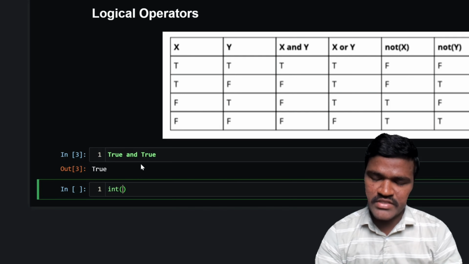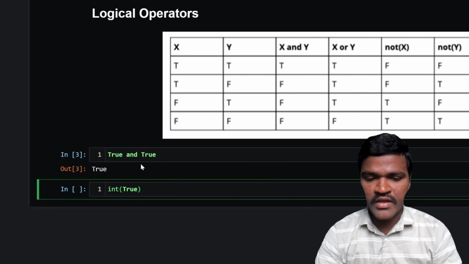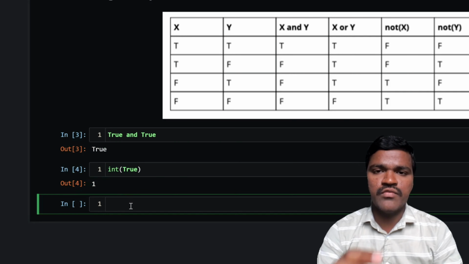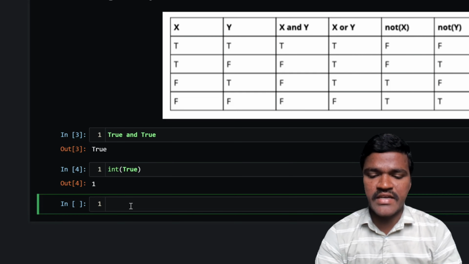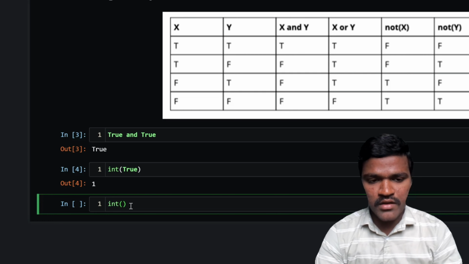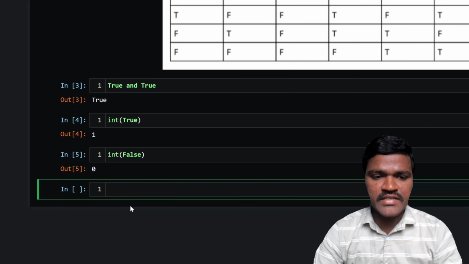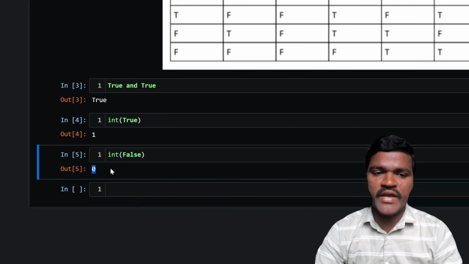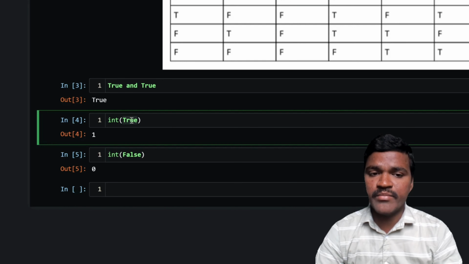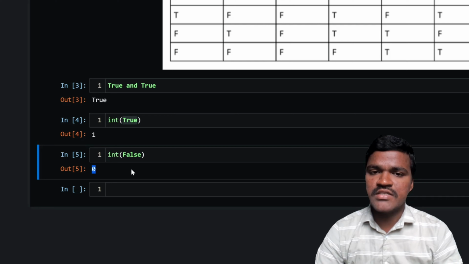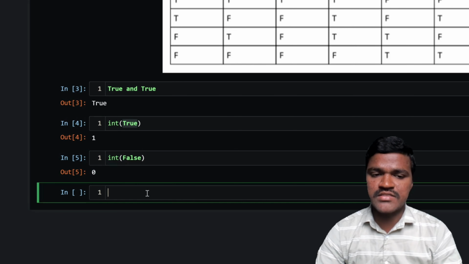Let's understand whether that is true or not. Let's say I am taking an integer of true, and I am getting 1. So we can say that true can be considered as 1. I am passing integer of false, and I get 0. By this you can understand that true can be represented with 1 and false can be represented with 0. So let's go ahead and understand these logical operators.